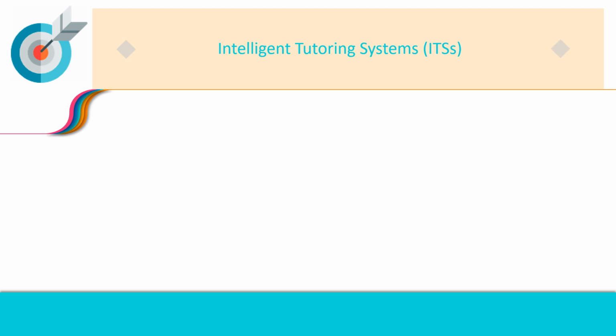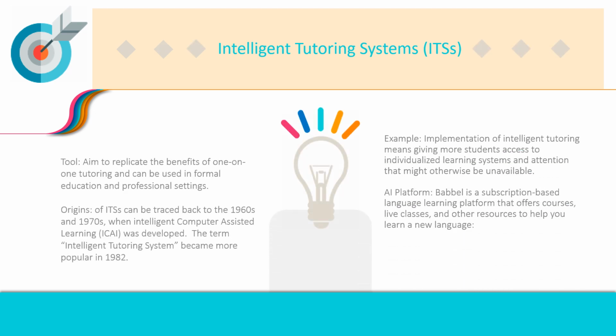The third one is intelligent tutoring systems. The tool for this is aimed to replicate the benefits of one-on-one tutoring and can be used in formal education and professional settings. It can be traced back to the 1960s and 70s. The term intelligent tutoring system became more popular in 1982. An example would be that implementation of intelligent tutoring means giving more students access to individual learning systems and attention that might otherwise be unavailable. And a good platform for this is Babbel. We've all seen the Babbel commercials on how to learn a new language.